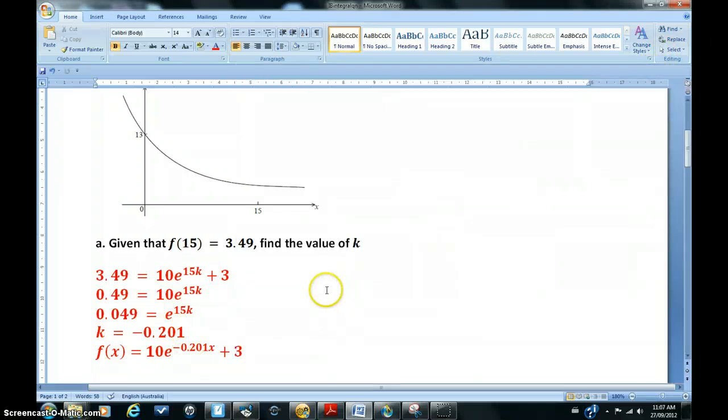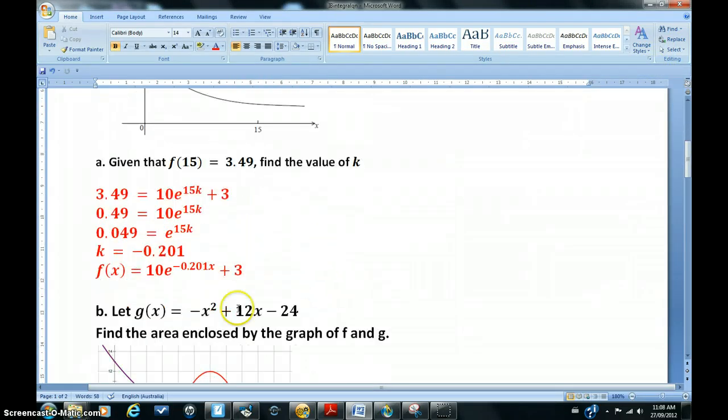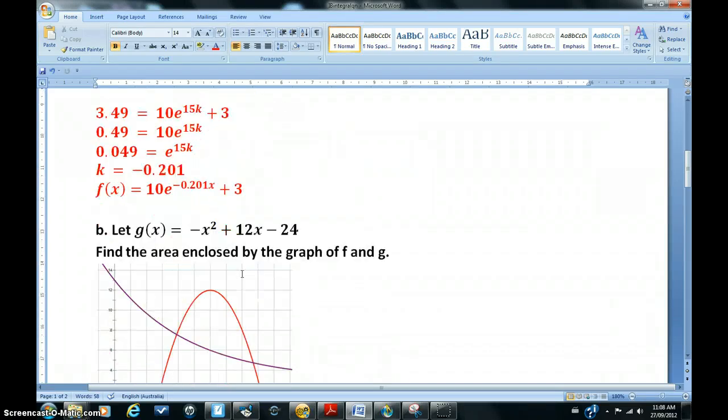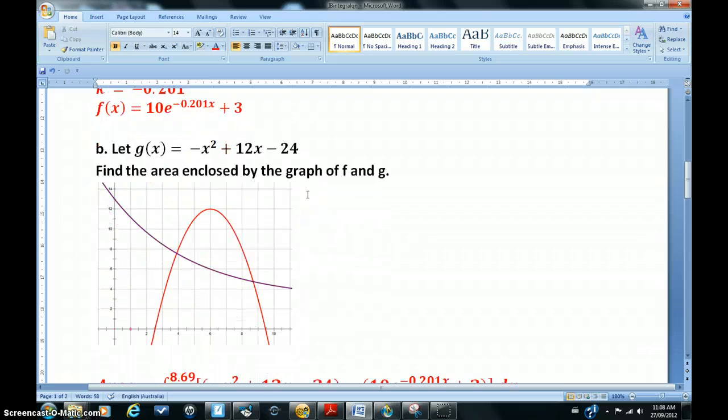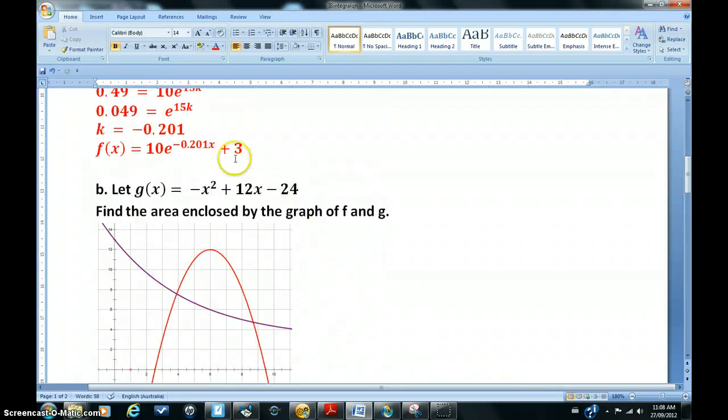So we go on to the next part of the question, but before we do that, I'm just going to replace k by that value in the function, so we have the function there. Now in the next part of the question they introduce a new function which is a quadratic, and we have to find the area between these two functions, f(x) and g(x). So I've quickly sketched the quadratic function here. Now we can get the sketch from the calculator, so that would be your first step really. You'd want to graph these two functions.